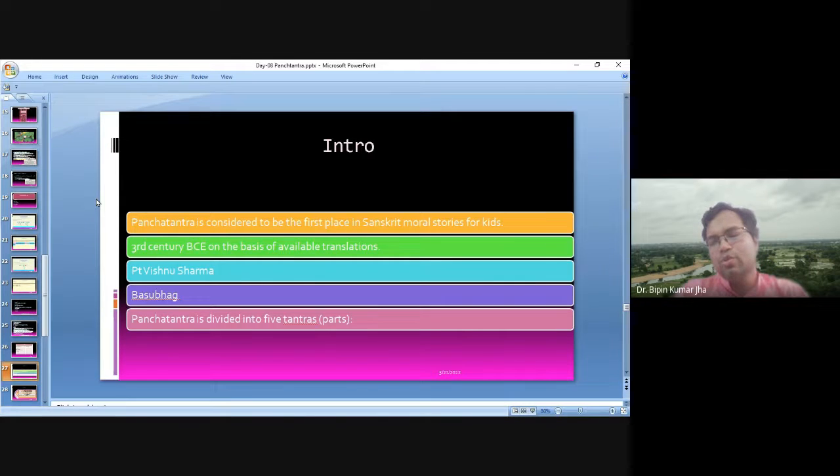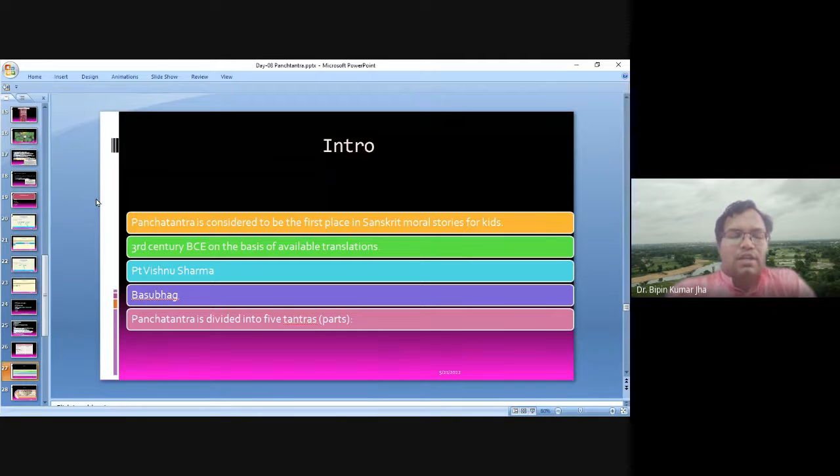You know very well that when you are trying to find evidence historically, it will be either external or internal. So the name which is written internally, you can find in the text. We will see the text today, and somewhere we can find the name Basubhag, but in the text we are finding Pandit Vishnu Sharma. Okay.